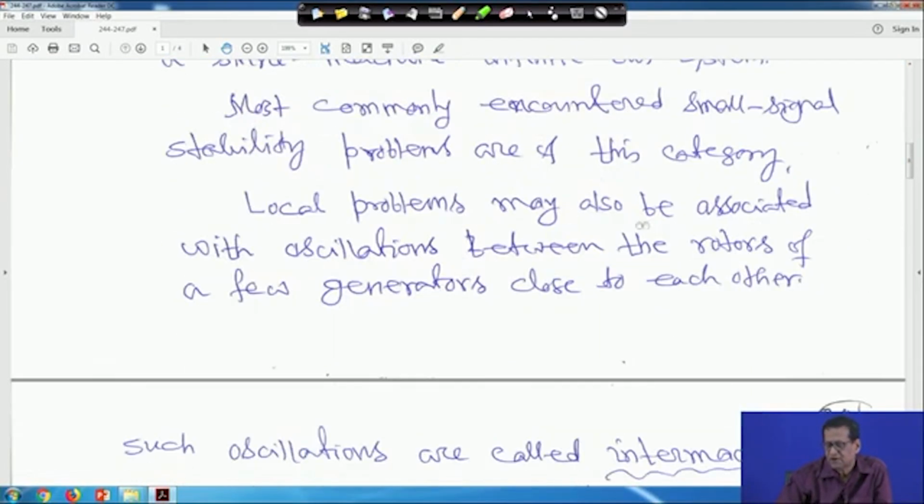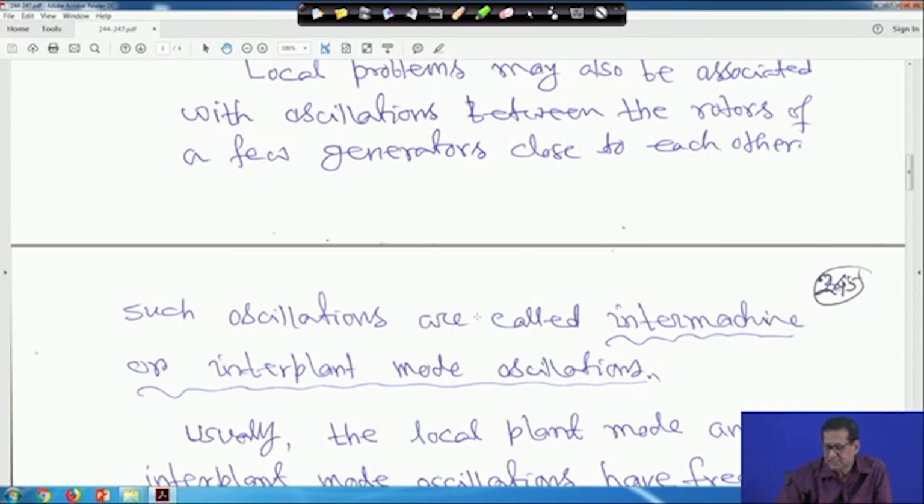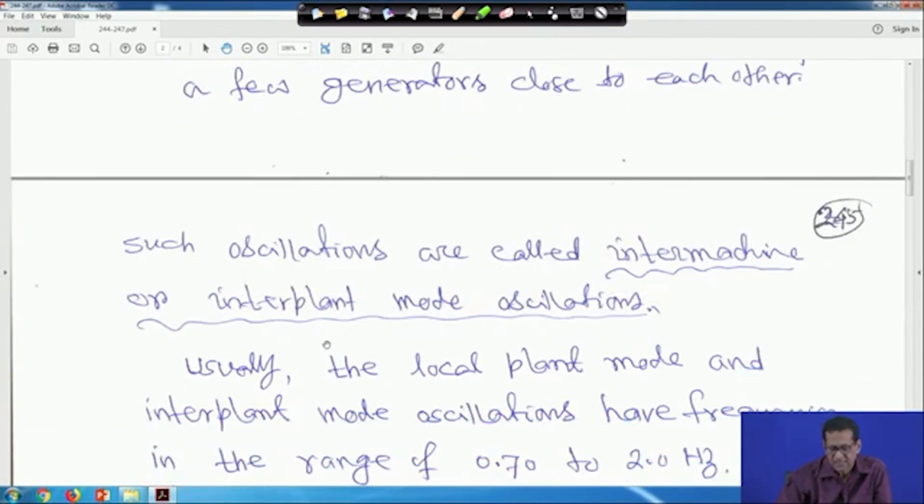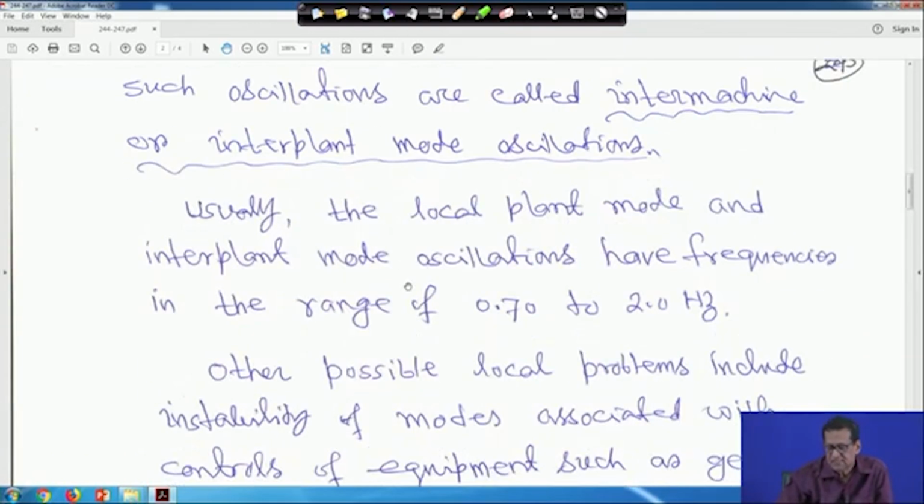Local problems may also be associated with oscillations between the rotors of a few generators close to each other. Such oscillations are called intermachine or interplant mode oscillations. You should keep this terminology in mind, because this is underlined also. Usually the local plant mode and interplant mode oscillations have frequencies in the range of 0.7 to 2.0 Hertz.